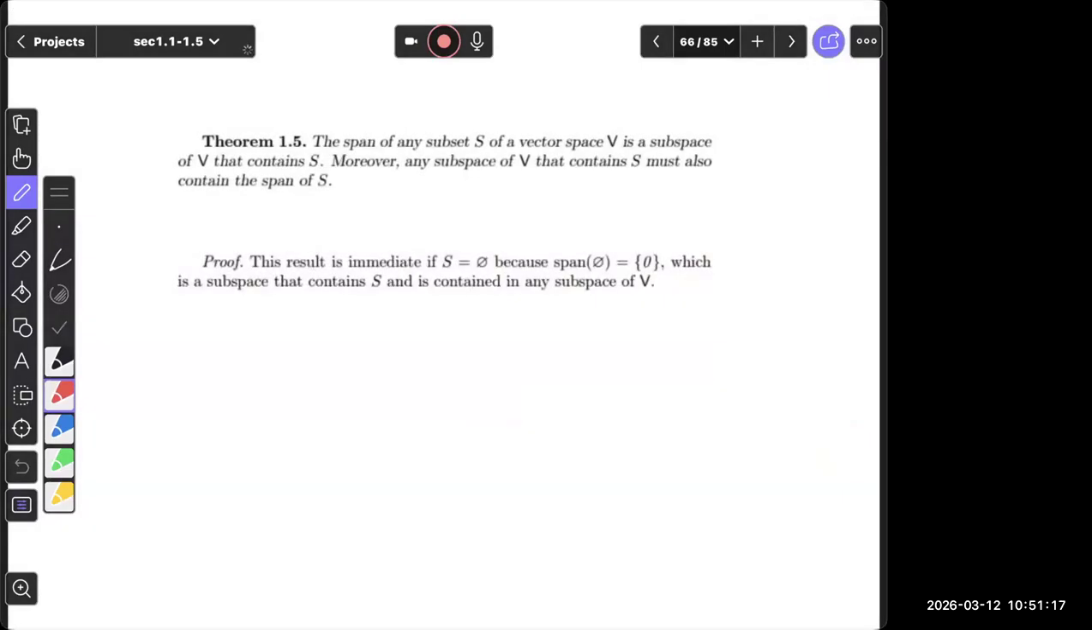And the span of any subset of a vector space: given V, if you consider any subset S and then consider the span of that subset, it will be a subspace. And any subspace of V that contains S must also contain the span of S. So let us check this.